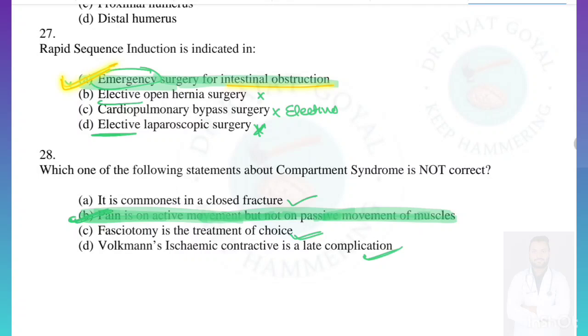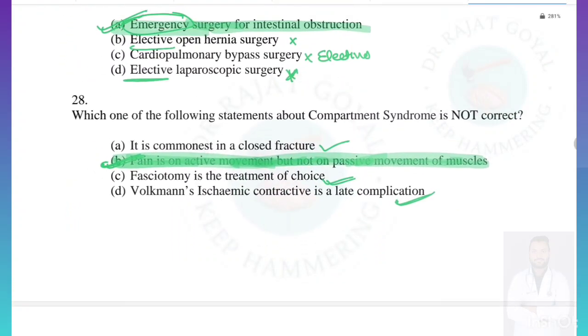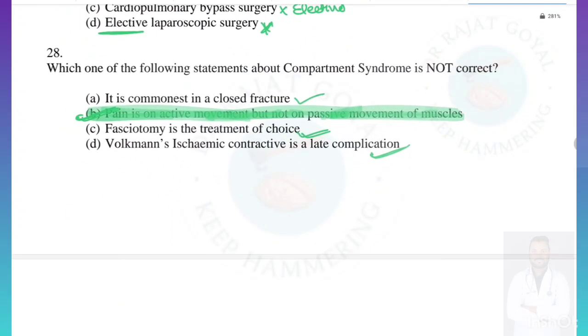This statement is true. Which of the following statements about compartment syndrome is not correct? It is the commonest in closed fracture. This is true. Pain is on active movement but not on the passive movement. This is false. Pain generally occurs on the passive movement, not on active movement. Fasciotomy is the treatment of choice. This is true. Volkmann ischemic contracture is a late complication. This is also true.